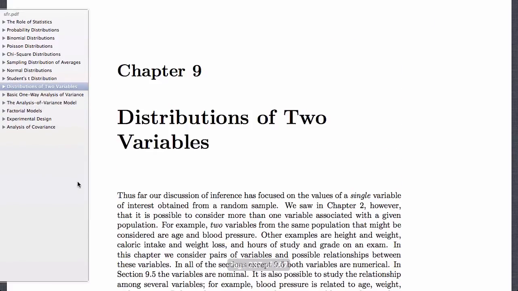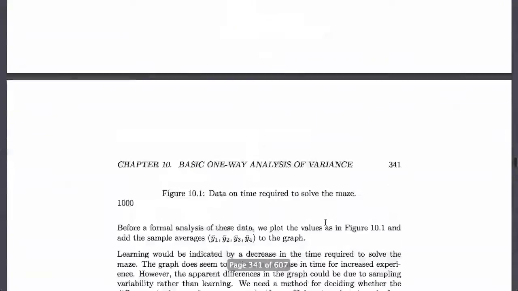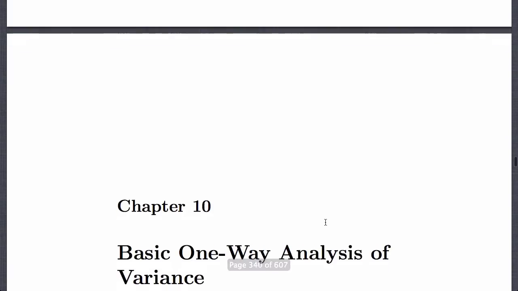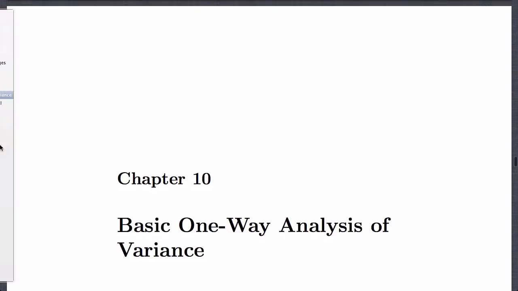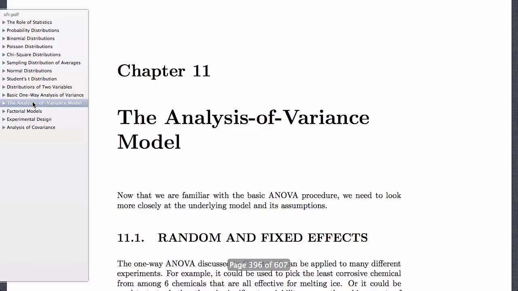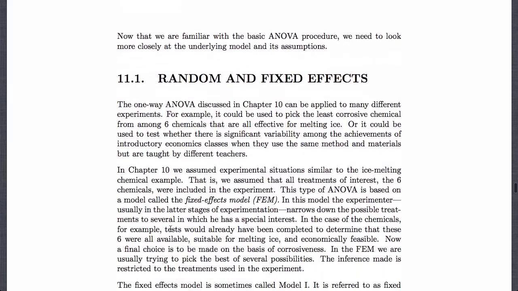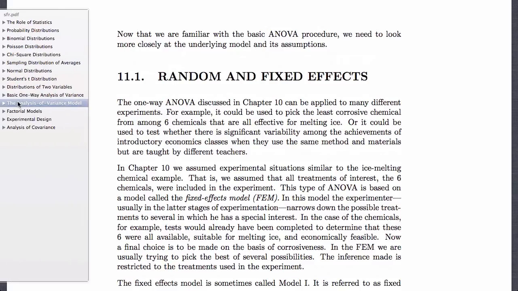So this next chapter is on simple linear regression, chapter 9, and chapter 10 is the one-way analysis of variance. So again, at this point, fewer of you may have had it. And then we get into some other aspects of the one-way analysis of variance in chapter 11. Now, this is where things differ a little bit from what you're going to see here.